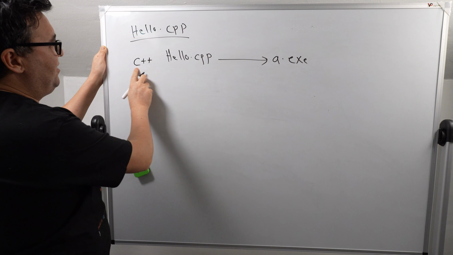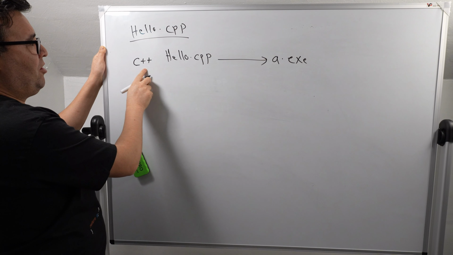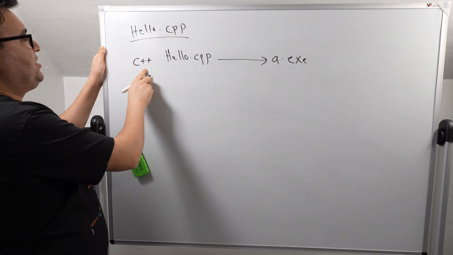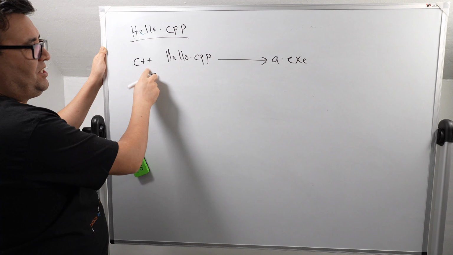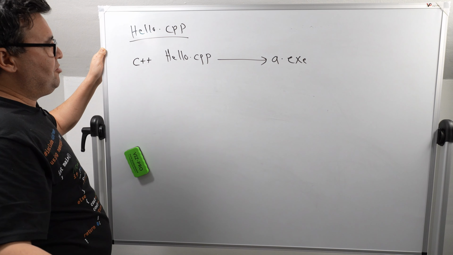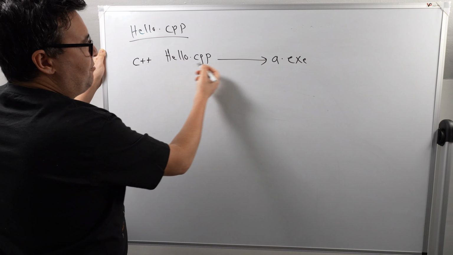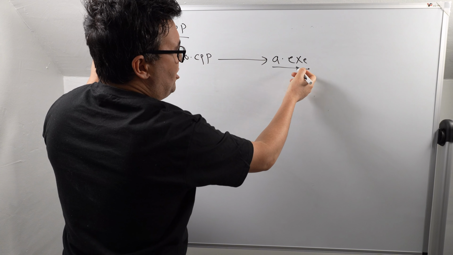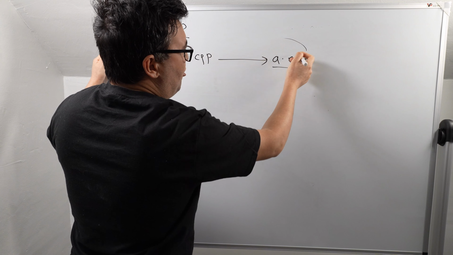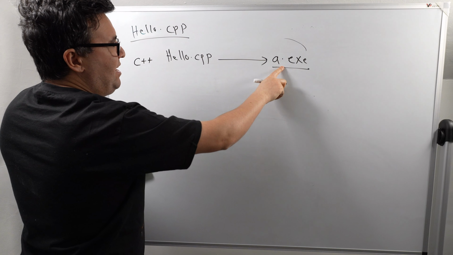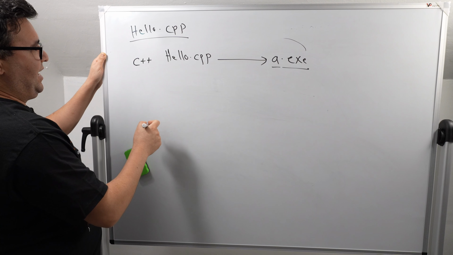So the compiler in C++ is called g++ or c++. Now they include c++, so we don't need to write g++. So hello.cpp will be converted to a.exe, which is machine language. The content of this file is 0s and 1s, which the CPU can directly understand.